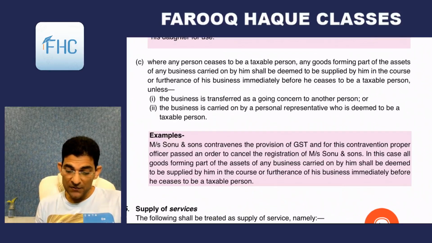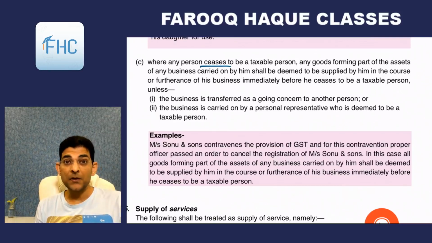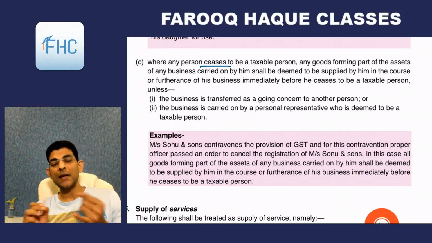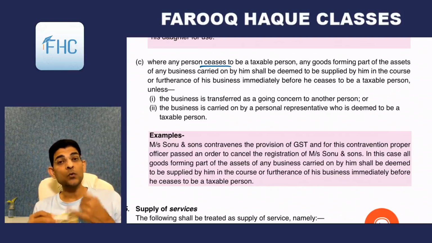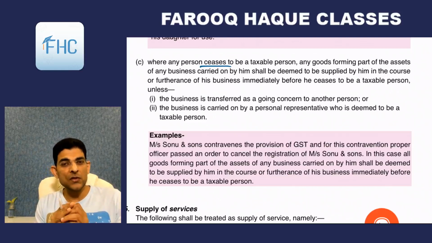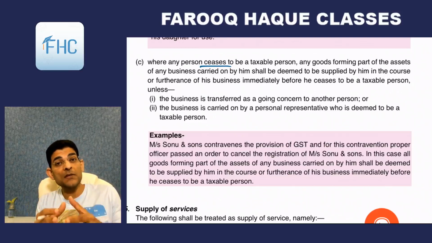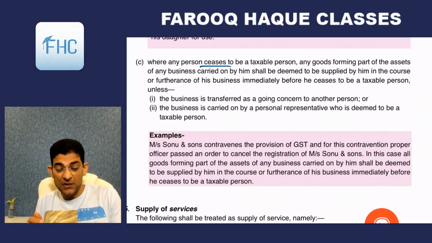Then C point says that where any person ceases to be a taxable person. Interesting one. I've got a lot of stock in hand and I cease to be a taxable person. Now this may happen when I cancel my registration. Why do I cancel my registration? That I'll tell you later on when we go to the chapter of registration. There are situations when we have to cancel our registration, or we get complete exemption for our goods. Our goods become exempt, hence we are not liable to pay tax anymore. So what happens in such cases?